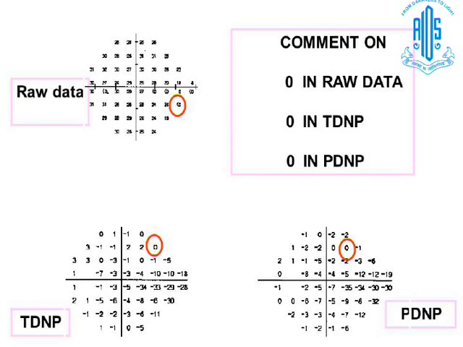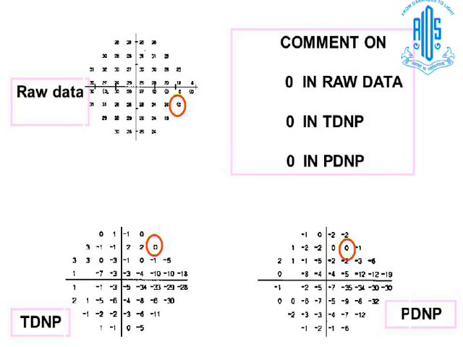With this basic understanding, what do you understand by a 0 in raw data? What do you understand by 0 in the total deviation numerical plot? What do you understand by 0 in the pattern deviation numerical plot? A 0 in raw data is absolute scotoma. This point won't respond to the maximum intensity of light that is projected by the perimeter. That is 0 dB. 0 dB in raw data is absolute scotoma.